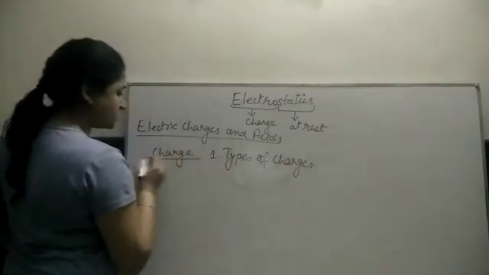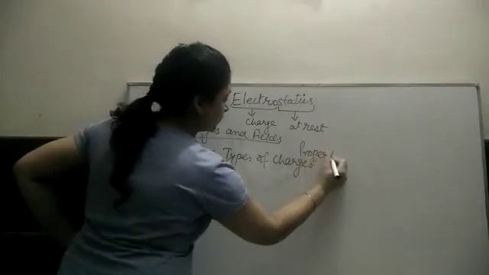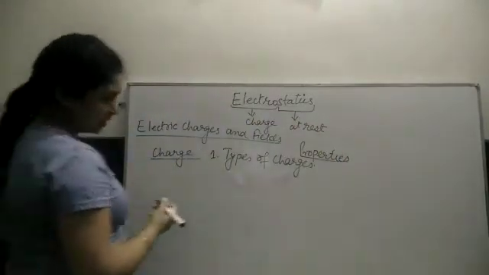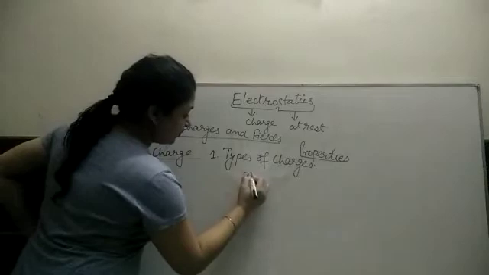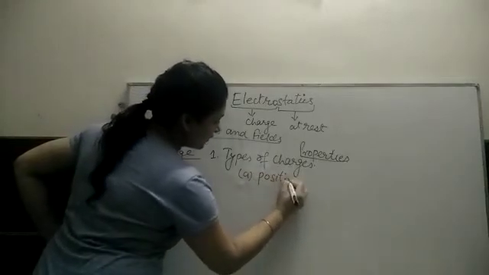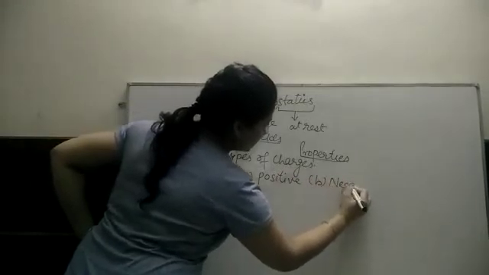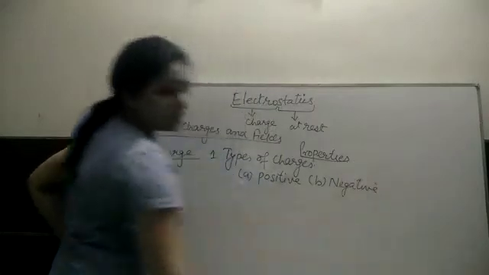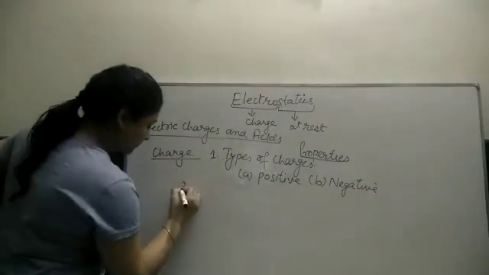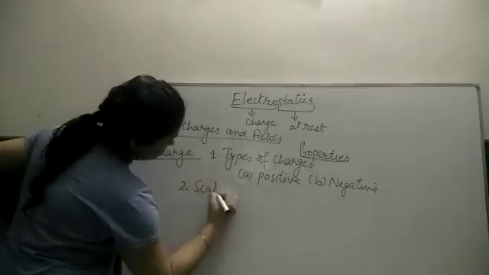So here we are discussing the properties. First property is types of charges. One type is positive charge and another is negative. Two types of charges, we know that. And second property, charge is a scalar quantity.